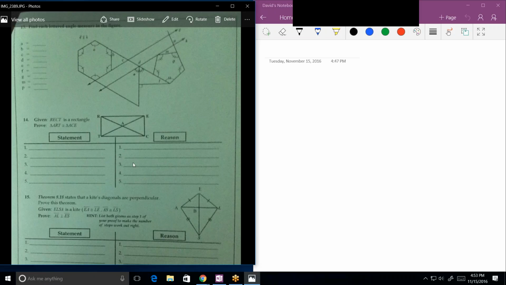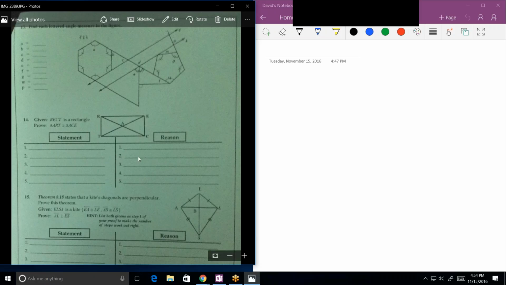I'm also doing that AE is equal to EC. AC. AR is congruent to AC. You could say both of them in one statement and then just give the reason of diagonals bisect one another. And then finally, number 4 is angle RAT equals angle EAC, vertical angles. Finally, statement number 5, that rectangle's congruent to that rectangle because of the side angle side postulate. Yep.